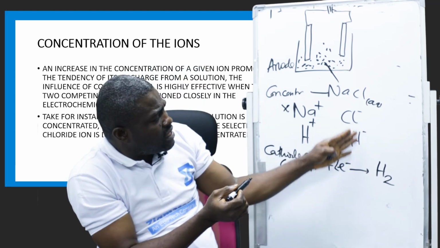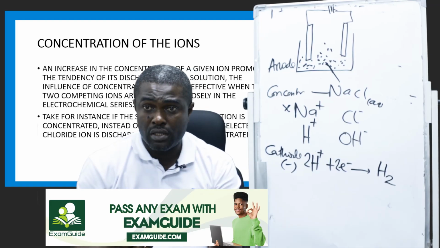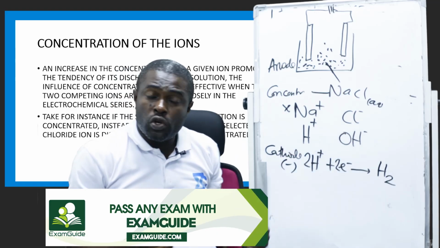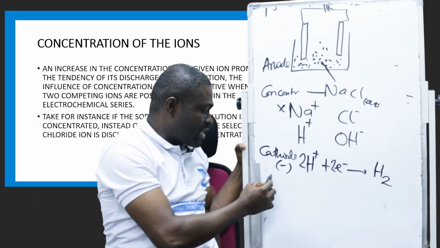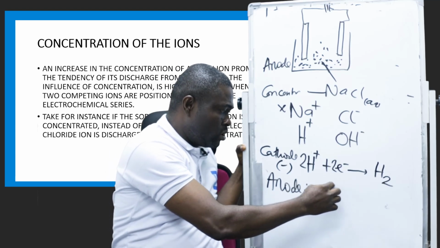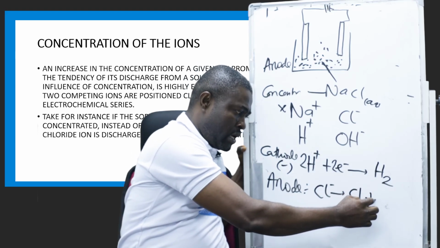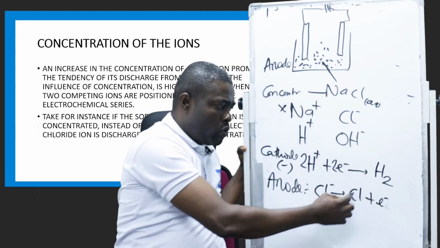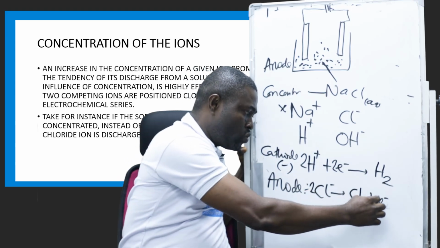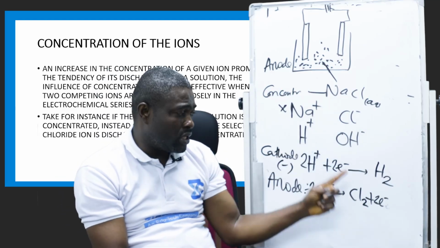Now, coming to the negative ions, the concentration of the ion will have effect. In that case, instead of the OH being discharged, what will be discharged is the chloride ion. So the reaction actually taking place at the anode now will be chloride ion losing one electron to produce chlorine atom, right? So chlorine is also a diatomic molecule. So if I will have two here, I will have two here, and the two will come in here.